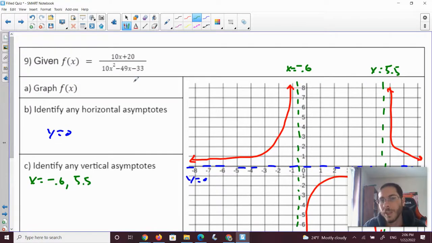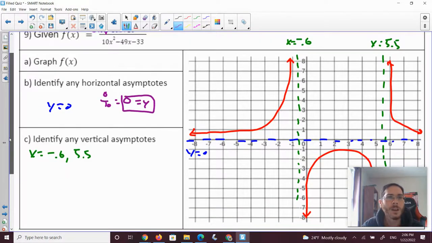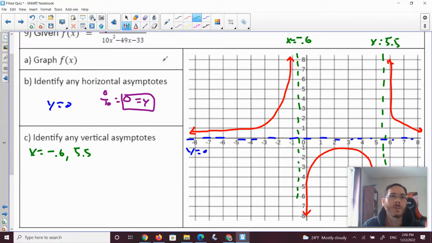If you do want to do it by hand, again, it is pretty cool. We have 0x squared here. So we would do 0 divided by 10 is 0, and we do match up. So we get 0 equals y. So we can do this one just like the last question. Identify the vertical asymptotes. Same deal. If we want, we can set the bottom equal to 0.